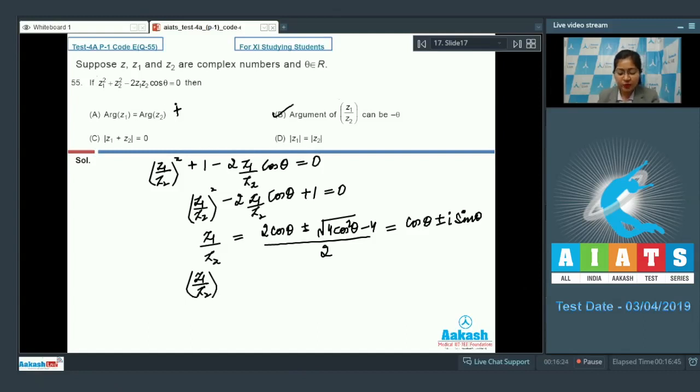Also, option number A is not correct, that is, argument of Z1 is not equal to argument of Z2. Also, if I take modulus here, then we will get mod of Z1 upon Z2 equal to 1, which means that mod Z1 is equal to mod Z2. So from the given options, option number D is also correct. And option number C is incorrect because modulus of Z1 plus Z2 is not equal to 0, right?